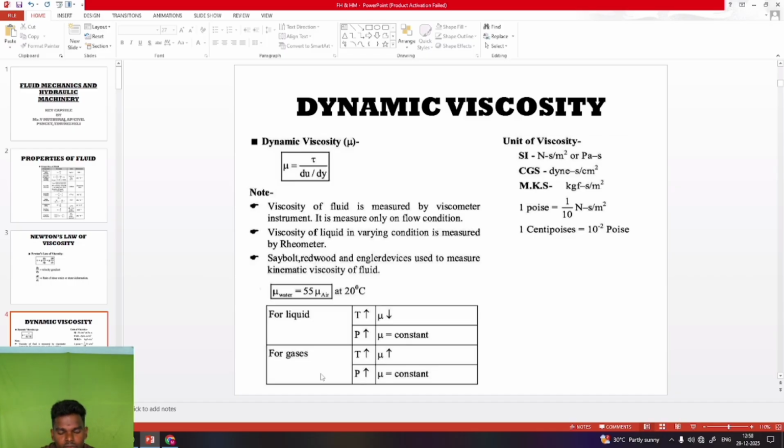For liquids, if temperature rises, dynamic viscosity will reduce. If the pressure increases, there will be no change in dynamic viscosity. For gases, if temperature rises, dynamic viscosity will increase.